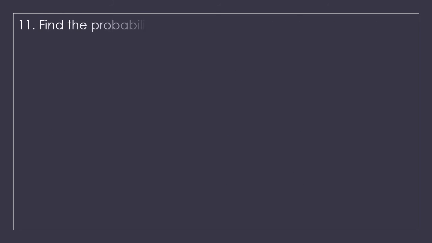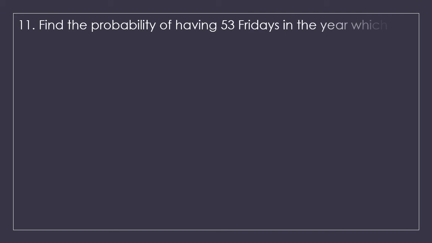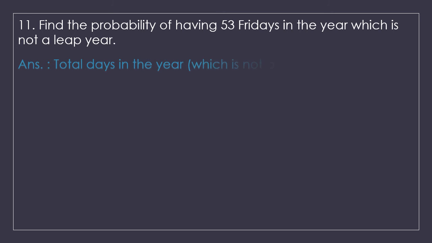Question number 11. This is again a similar sum. Find the probability of having 53 Fridays in the year which is not a leap year. Now we are not talking about a single month. We are talking about a leap year. Now you should remember that any year has 52 weeks.